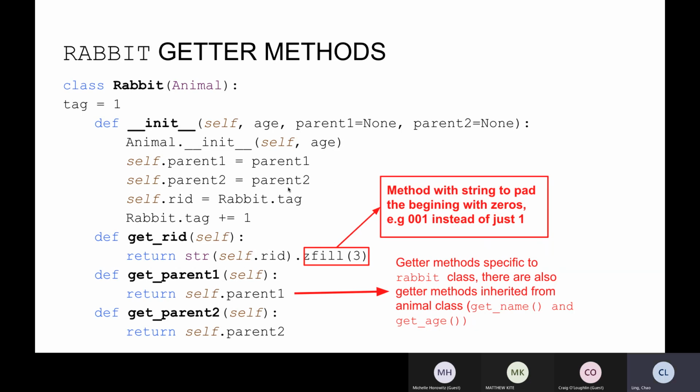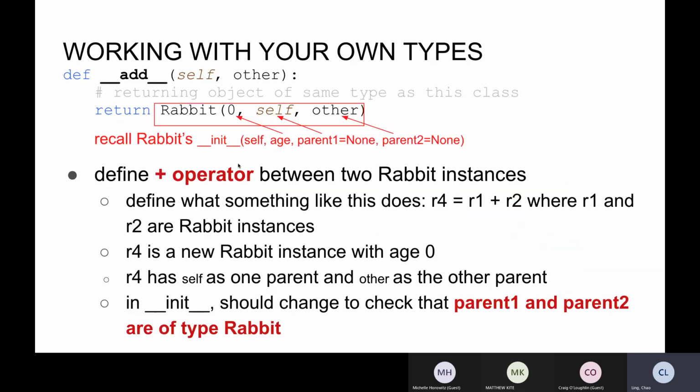Okay, so that's that. Basically, you added a unique tag for each rabbit born. Let's look at some examples. Again, how to define an operator add, how to add two rabbits together. We'll define it so that if you add parent 1 and parent 2 together, you will get a new rabbit with 0 age. You will be born a rabbit, right? Born a new rabbit.